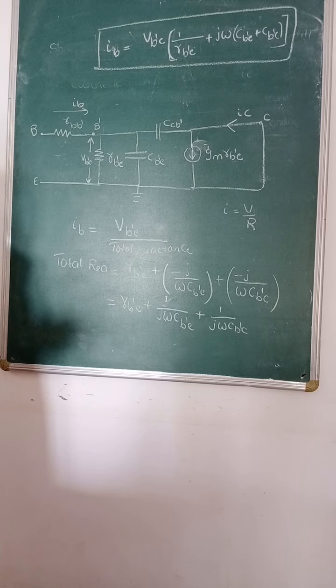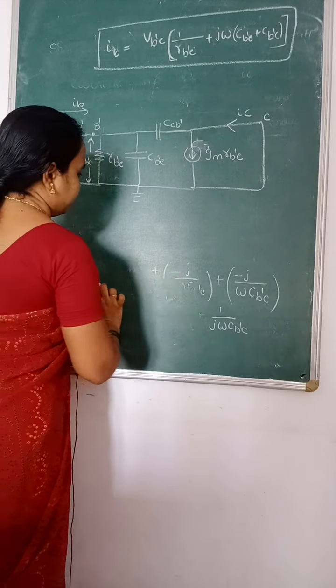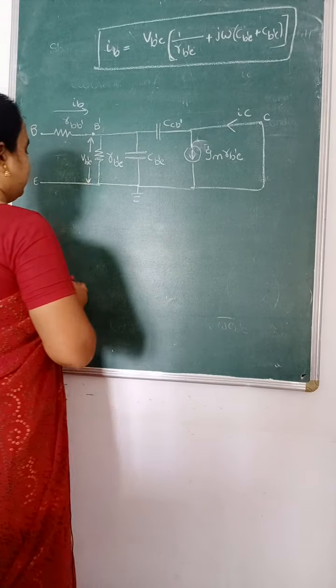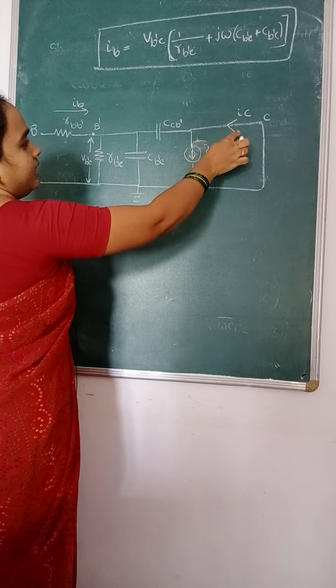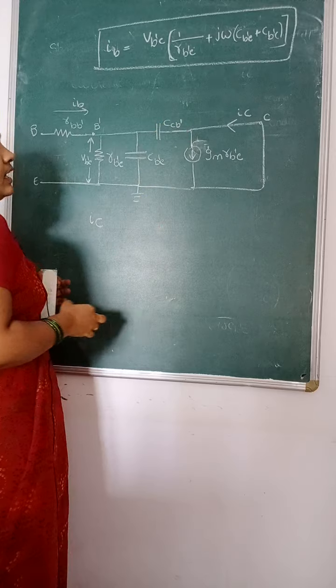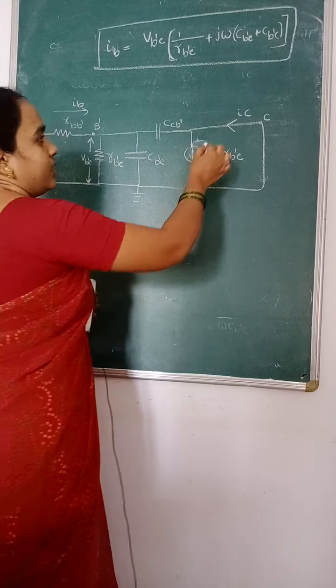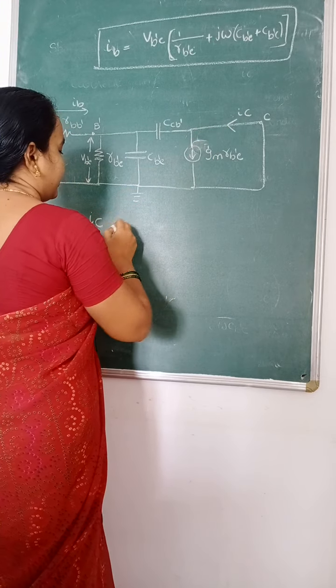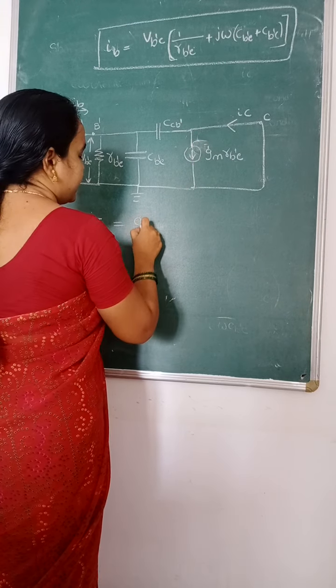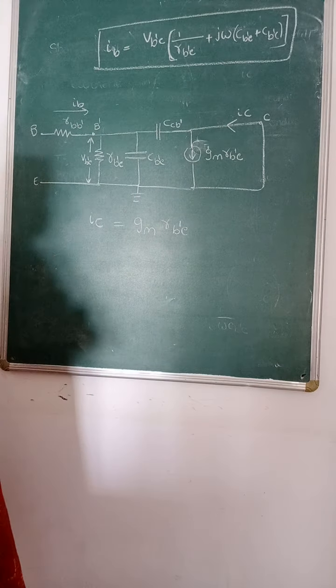Then what is the collector current? How can we calculate the collector current? This collector current is passing through this element. Let us suppose that this capacitive element draws only a small amount of current, so the total current passes through this element. Then the collector current is simply gm, that is transconductance, into V B dash E.